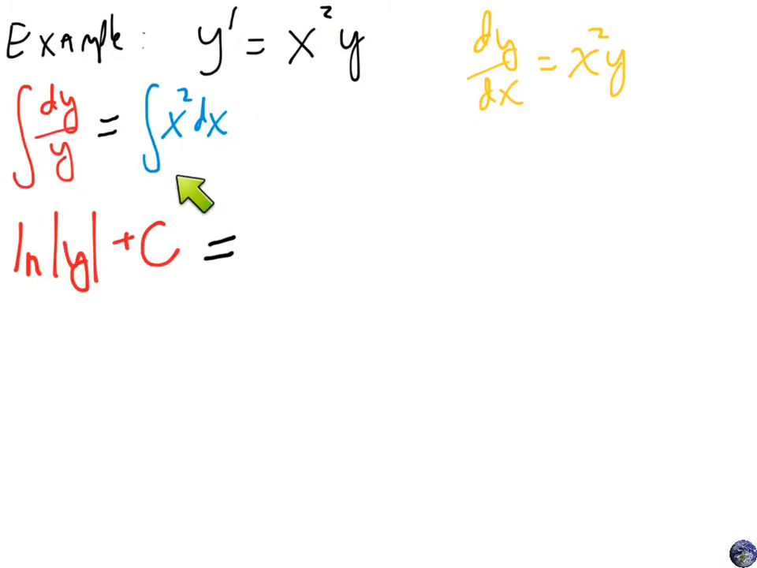Now I got to do the x side in blue on the right-hand side here. So what's the integral of x squared? Well, we can just use the power rule on this. So add 1, divide by the new exponent. So x cubed over 3. And again, don't forget the plus c.